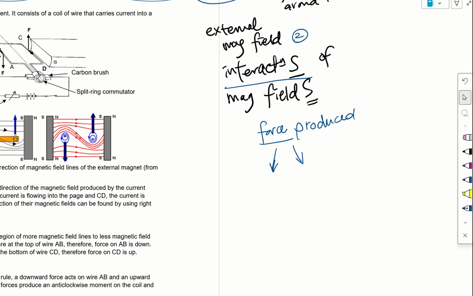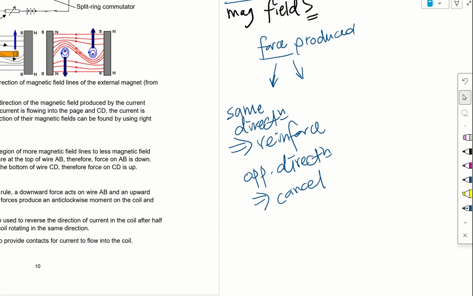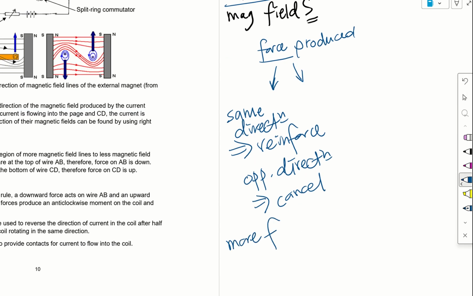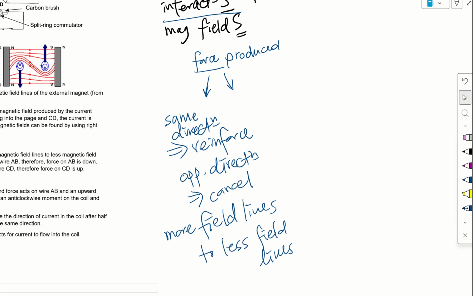So if they are in the same direction, then they will reinforce one another. But if they are in the opposite direction, then they will cancel out each other. And the direction of the force will then be from more magnetic field lines to less field lines. You might want to take a look at the previous videos if you have forgotten. So this is the first method.